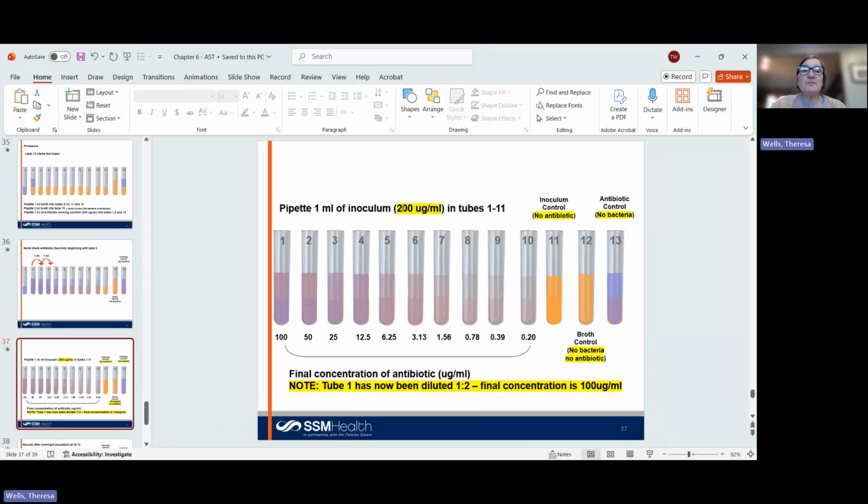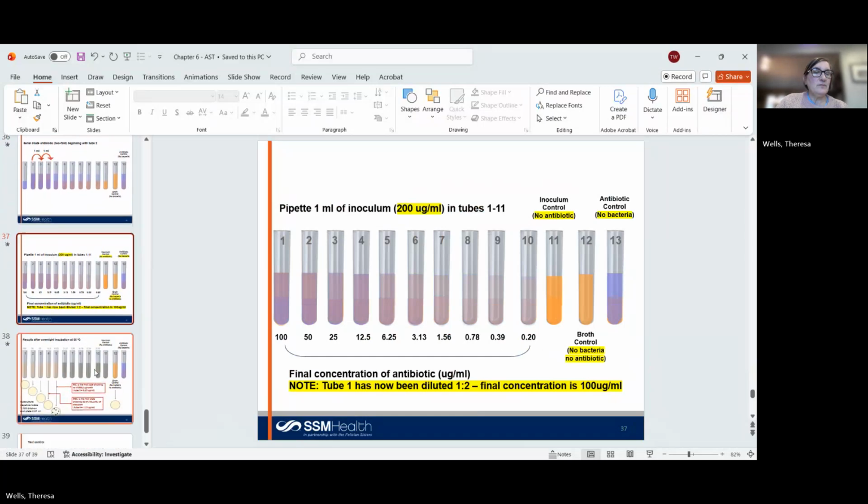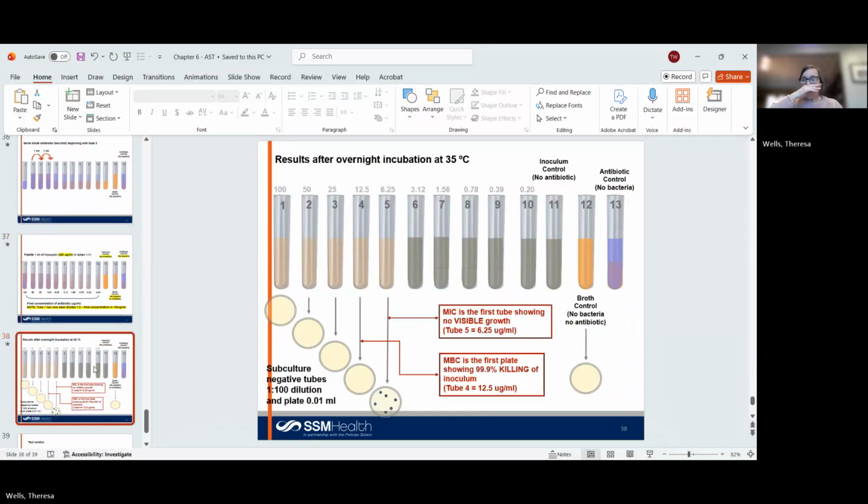Once again, ignore where it says pipette 1 mil of inoculum, the 200 micrograms per mil. I will take that out when I send it to you. You don't need to know the concentration of that. Just know that we've added 1 mil of the inoculum. That means we've grown the organism in a broth. This part all stays the same, except that I have corrected the concentration of antibiotic in each tube.